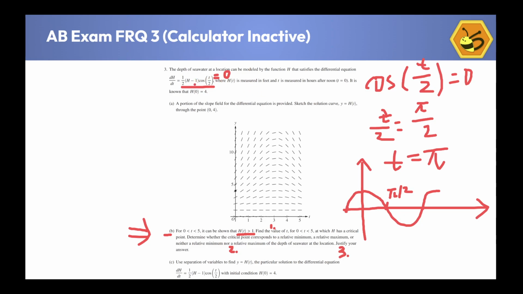h minus 1 cannot be 0 because we're given that h is bigger than 1. So h minus 1 is bigger than 0. The only thing that can be 0 is cosine t over 2, so I set it to 0.